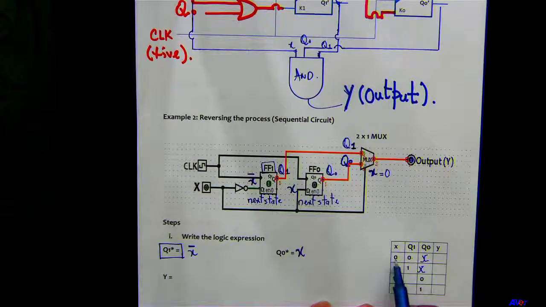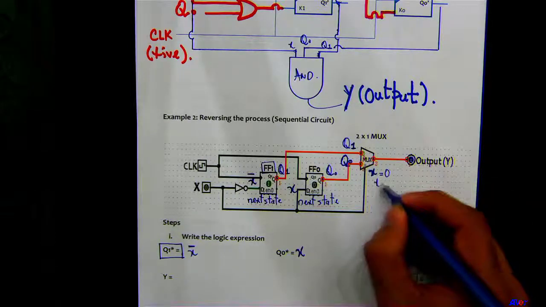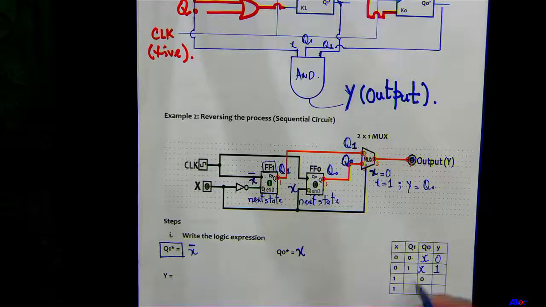So if X is 0, Q1 is 0, Y is going to be what? Yes, folks? 0. If X is 0, Q1 is 1, output is going to be what? 1. Correct. Okay, similarly, when X is 1, then your Y is going to be Q naught. Okay? Really don't care what Q1 is. If X is 1, Q naught is 0, so Y is going to be what? 0. Right? And similarly, if Q naught is 1, X is 1, Y is going to be 1.